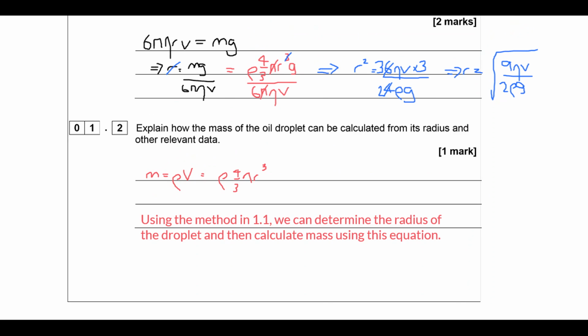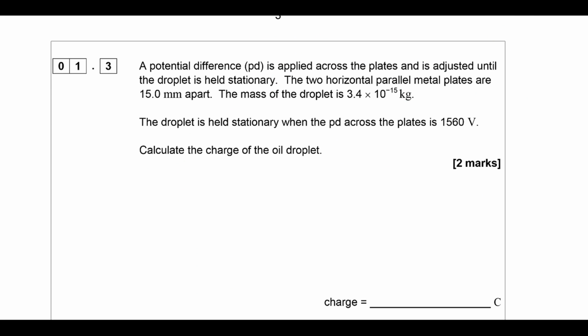So let's move on to part 3. The potential difference is now applied across the plates and is adjusted until the droplet is stationary, so the electric force is equal to the weight force. Two horizontal metal plates are 15 millimeters apart, and the mass of the droplet is 3.4 times 10 to the minus 15, which we would have calculated using the steps before. And the potential difference is 1560.